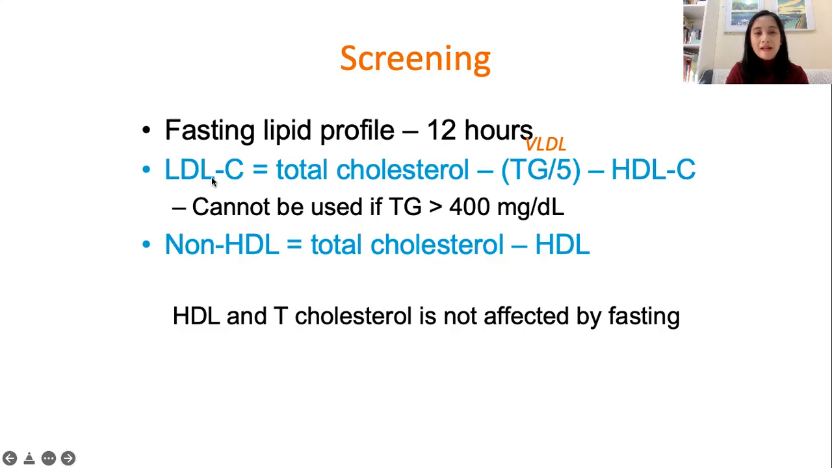So your LDL, usually in the lipid profile, it's already there, no? But if you compute the LDL, it's usually derived from your total cholesterol minus your VLDL, which is your triglycerides divided by 5, minus your HDL cholesterol. But you cannot use this formula if the triglycerides is more than 400. So sometimes the lab would say LDL not calculable, because of the markedly elevated triglycerides.